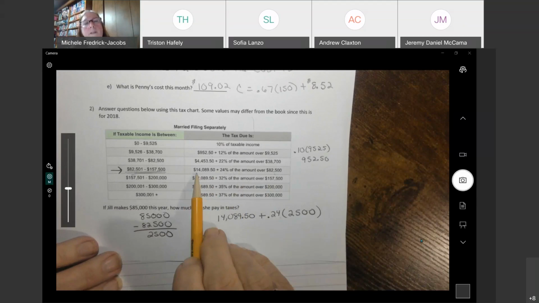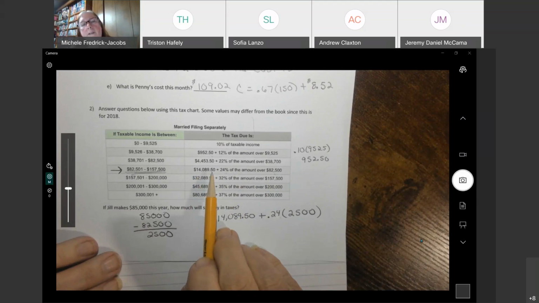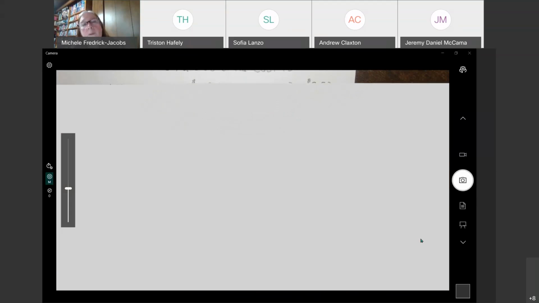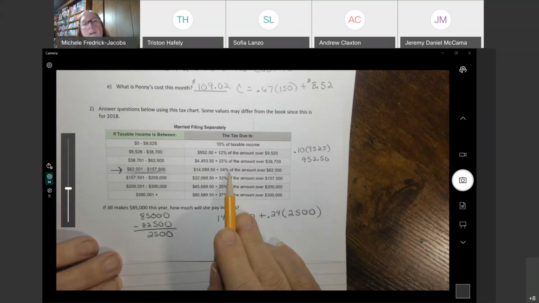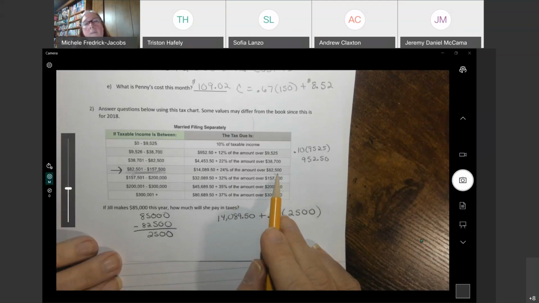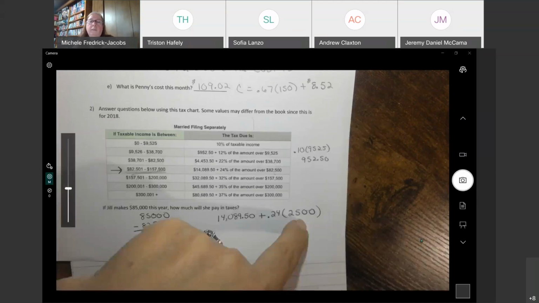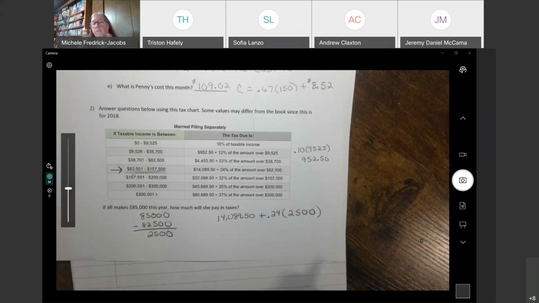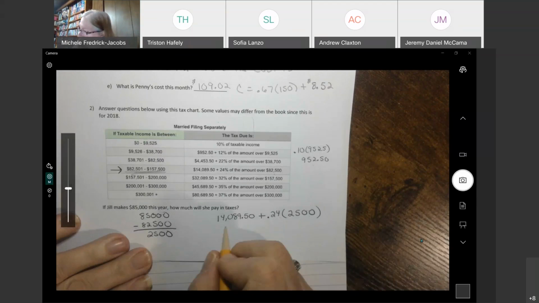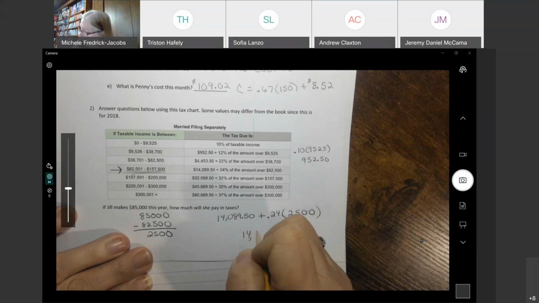It says $14,889.50 plus 24% of, means multiply, the amount over 82,500. So I subtracted them. That was the amount over. Then we plug that into our calculator. We have to pay $14,689.50.